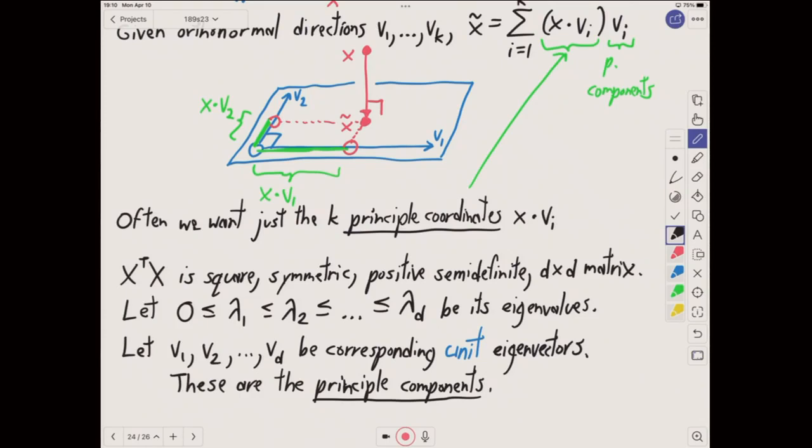And they're orthogonal to each other because the eigenvectors of a symmetric matrix are orthogonal to each other. And they're unit vectors because we make them unit eigenvectors. We scale them. And the most important principal components will always be the ones with the biggest eigenvalues. So the eigenvalues kind of tell you how much information is carried in each principal component. Big eigenvalue means more information.